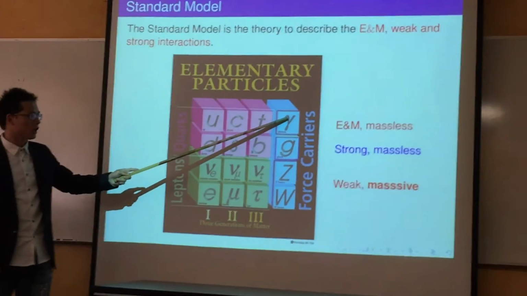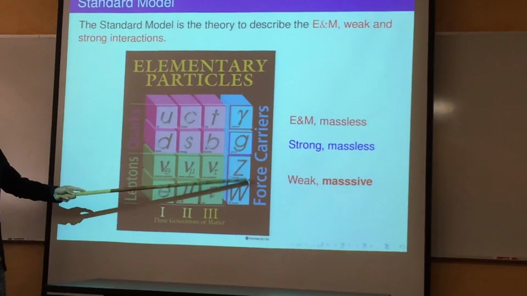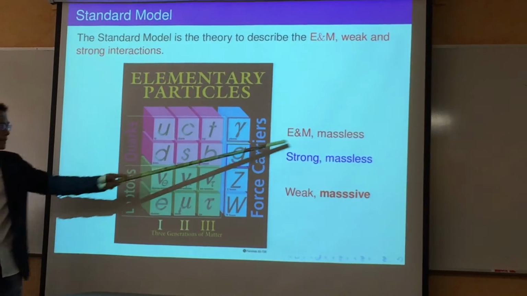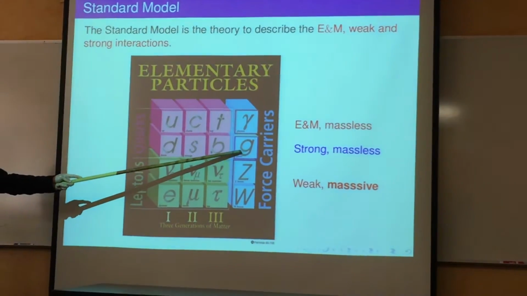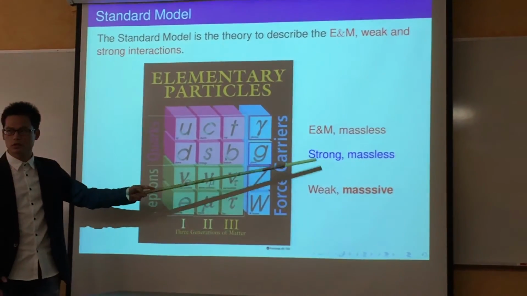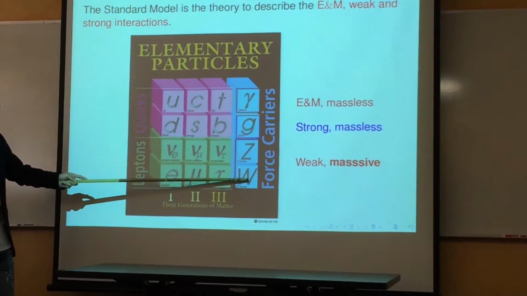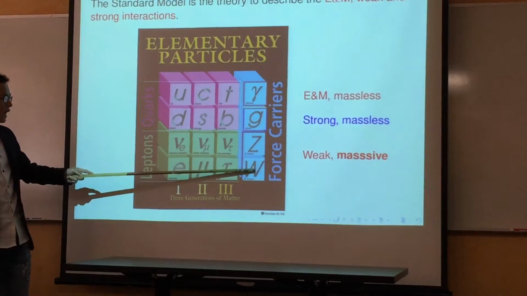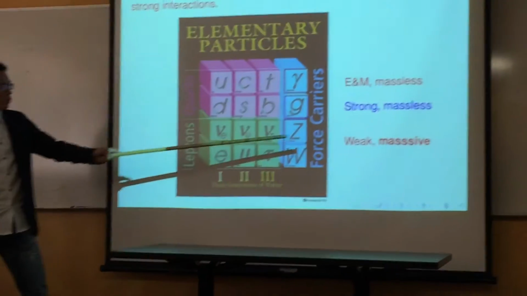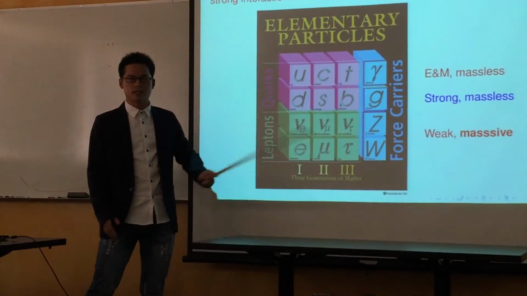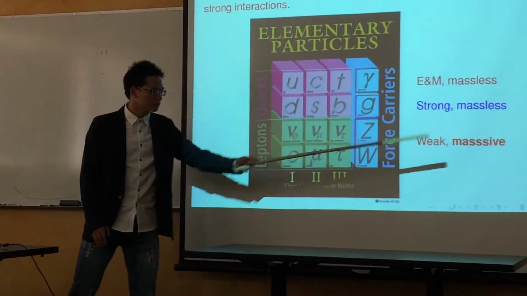This is the photon, the force carrier for the electromagnetic interaction, and it's massless. This one is the gluon for the strong interaction, also massless. And those 3 are the Z and W bosons for the weak interaction. However, those are massive.